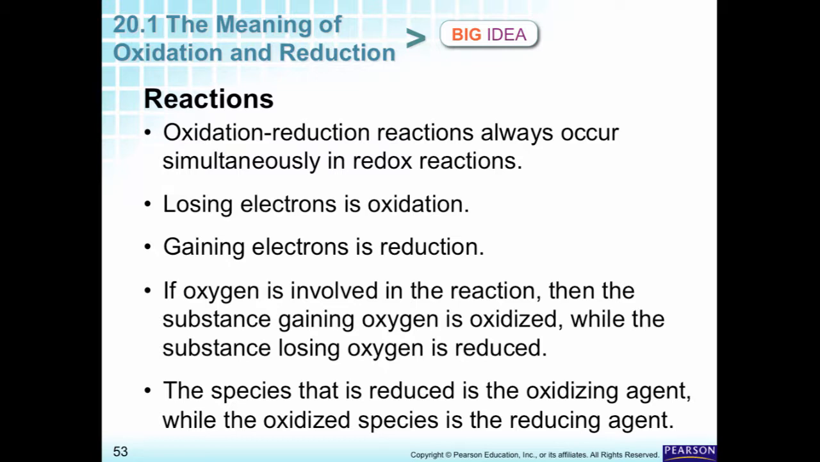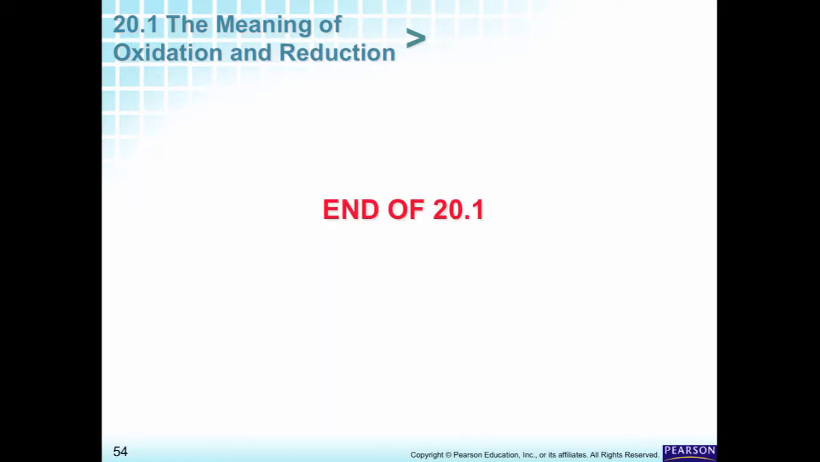The big idea for this section is that oxidation-reduction reactions always occur simultaneously. Very important. Leo, Ger. If oxidation is involved in the reaction, then the substance gaining oxygen is oxidized, while the substance losing oxygen is reduced. The species that is reduced is the oxidizing agent, while the species that is oxidized is the reducing agent. That's the nutshell of this section. So that's it for section 1.